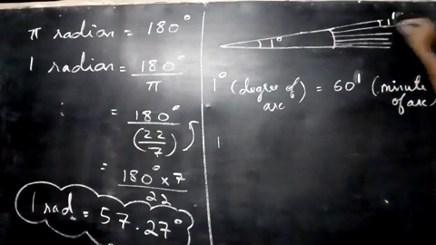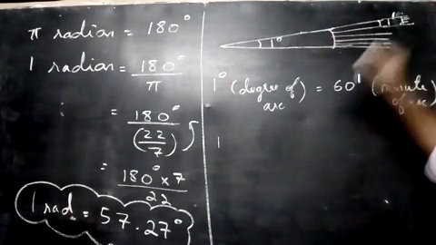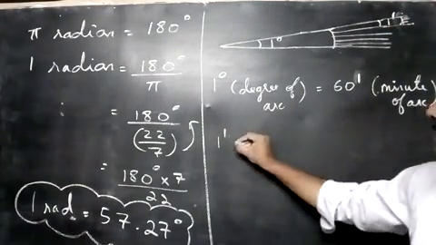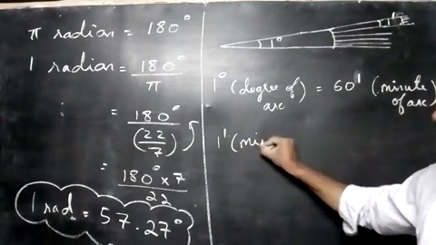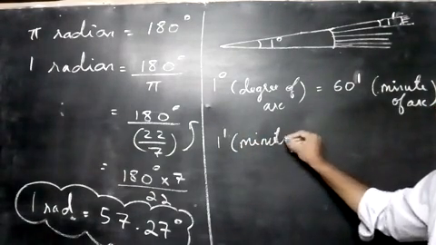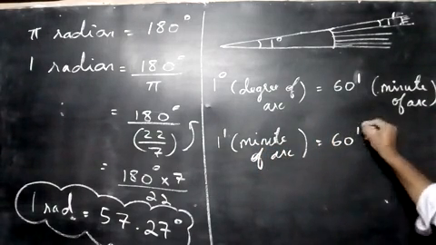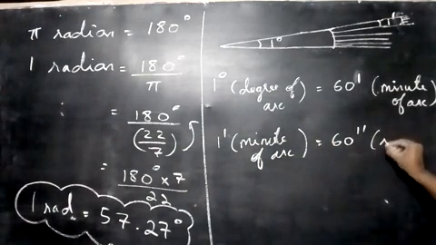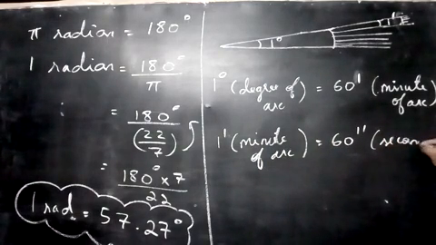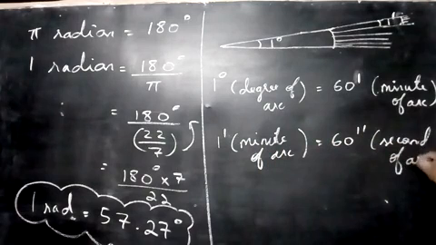Again we take this minute and we divide it into 60 parts, we'll get seconds here. So just like the clock only. So 1 minute of arc is equal to 60 seconds. So this will be the second of arc. It's a part of an angle only.